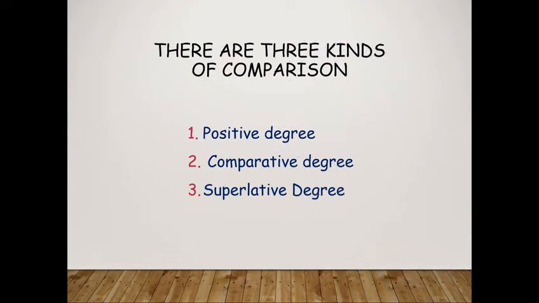Okay, as I taught before, there are three kinds of comparison. The first, a positive degree, the second, comparative degree, and the third is superlative degree. A positive degree means that in Indonesian language we can say sama seperti, and comparative degree in Indonesian language we can say lebih. And the third, superlative degree, means in Indonesian language paling. Okay, let's talk one by one.